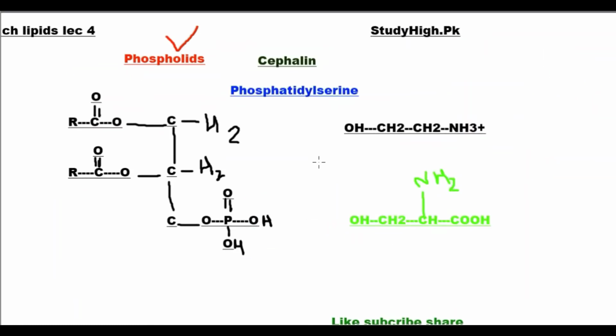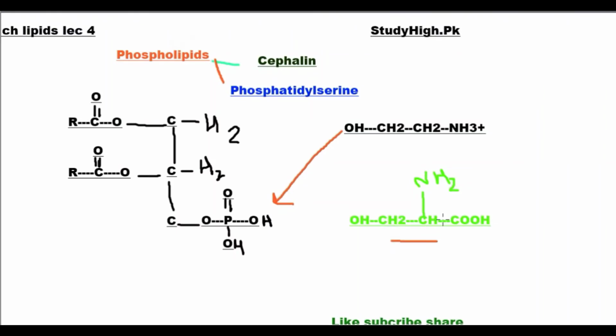Now I am going to discuss two other important phospholipids, cephalin and phosphatidylserine. The structure of cephalin and phosphatidylserine is very easy. You need to remember the structure of serine and ethanolamine. Cephalin consists of ethanolamine that is connected with this phosphate group, whereas phosphatidylserine consists of the amino acid serine.